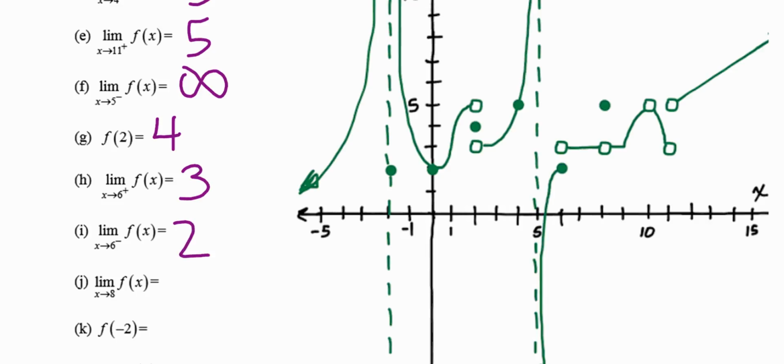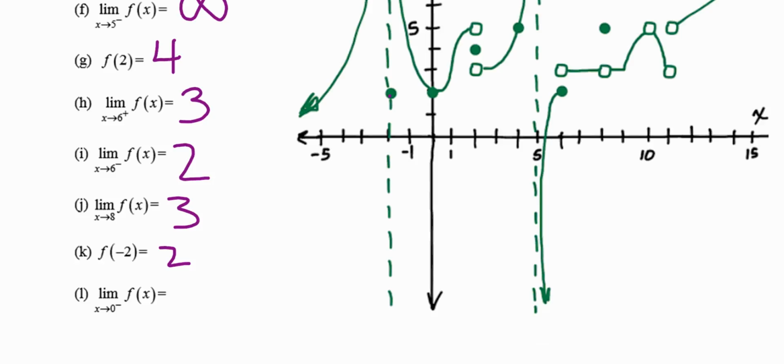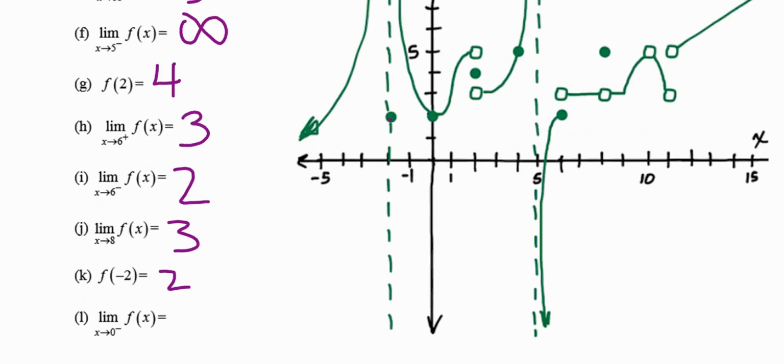Limit as x approaches 8. So go from the left side, go from the right side. Both of them are approaching the same number. That happens to be 3. f of -2. It looks like there's a dot right there, so that would be 2. Limit as x approaches 0 from the left. Go on the left side of 0, approach it, and it looks like our last one is 2.